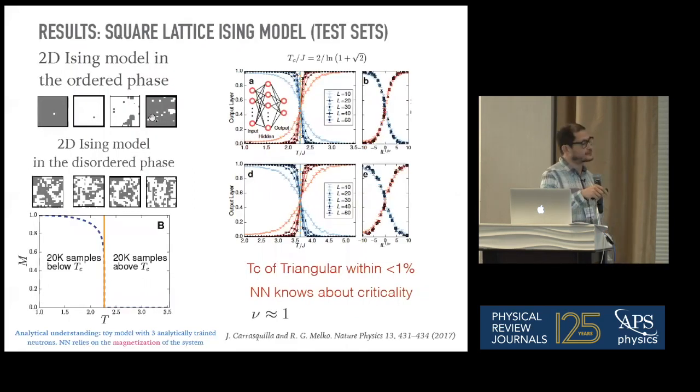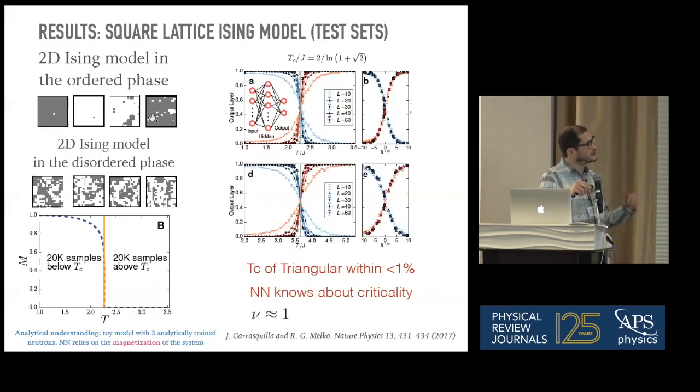And this is what we found, that you can basically recognize this, and that eventually this neural network is able to compute the critical temperature. It's able to detect the critical temperature of the model, and it even exhibits signals of critical behavior and so on. You can extract critical exponents out of these numerically trained neural networks.